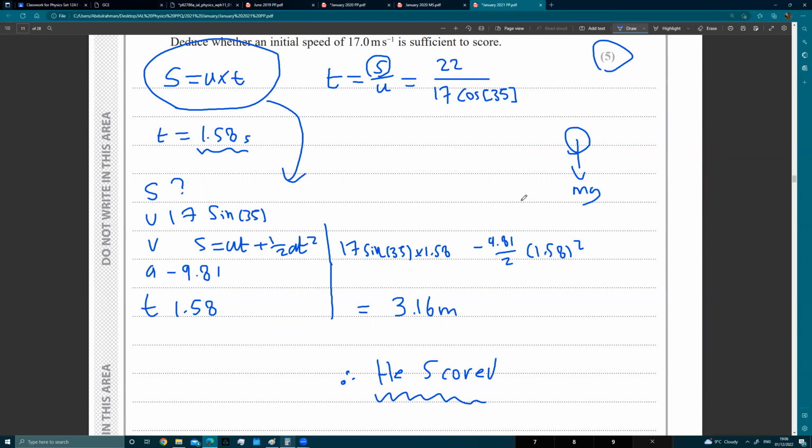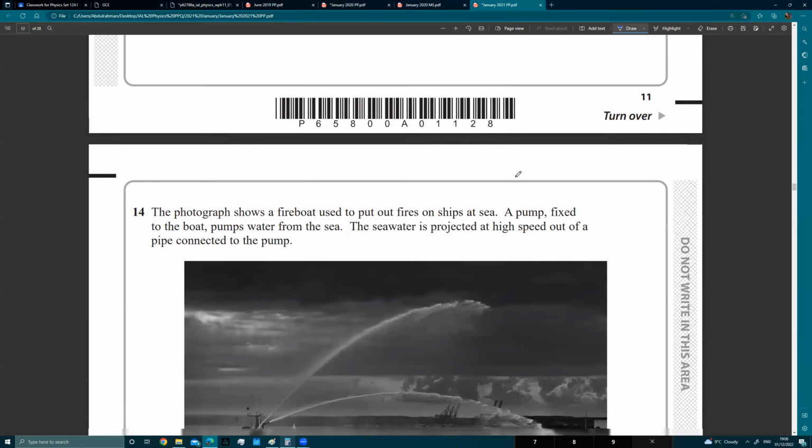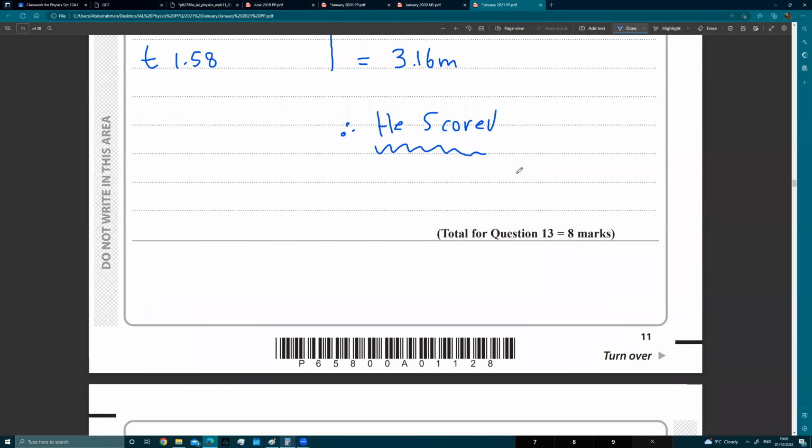So how am I supposed to know when it's going to be positive 9.81? It's never ever positive 9.81. So why do our teachers tell us to use positive 9.81? Your teacher for some reason decided that down is positive.